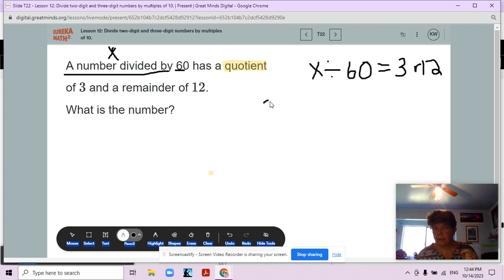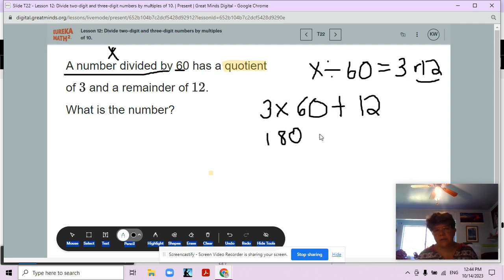How about 3 times 60 plus 12, right? Because we have a remainder of 12. All right, 3 times 6 is 18. And bring the 0 over, so that's 180 plus 12, 192. All right, you see how to do that?